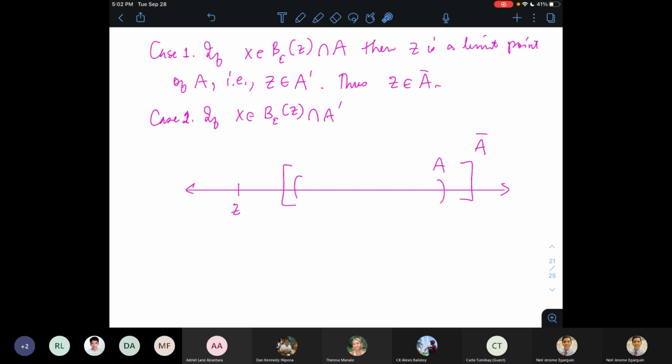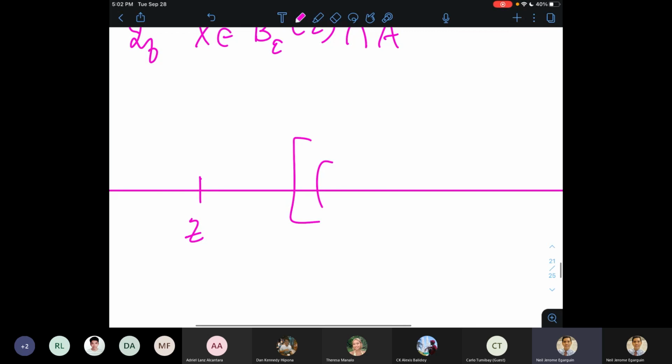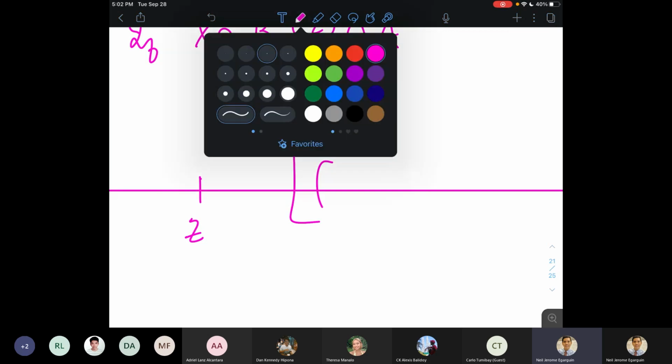Okay? So ibig sabihin, kapag kinuha ko tong kahit anong epsilon neighborhood, for instance, if I take this epsilon neighborhood, lakihan ko ng konti. Kunin ko tong epsilon neighborhood na to.